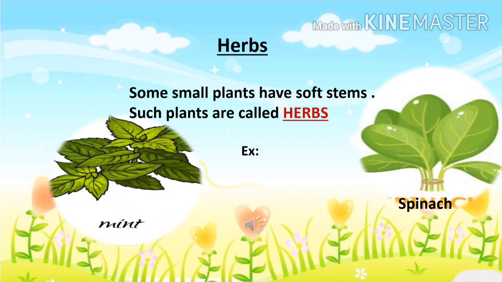Herbs. Some small plants have soft stems. Such plants are called herbs. Example, mint and spinach. Once again, some small plants have soft stems. They are called herbs. Example, mint and spinach.